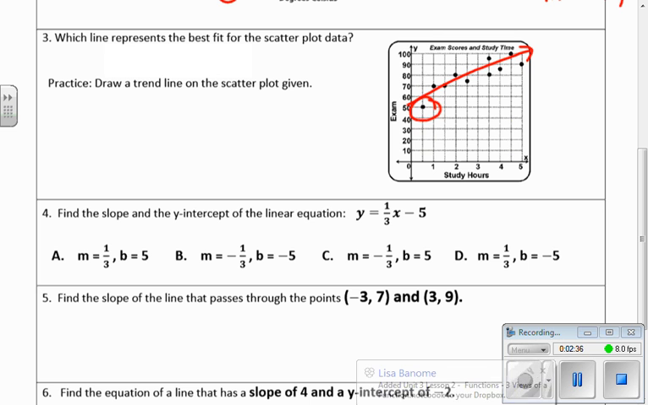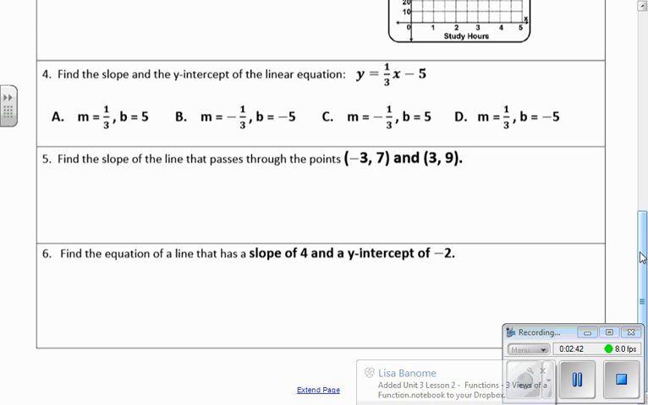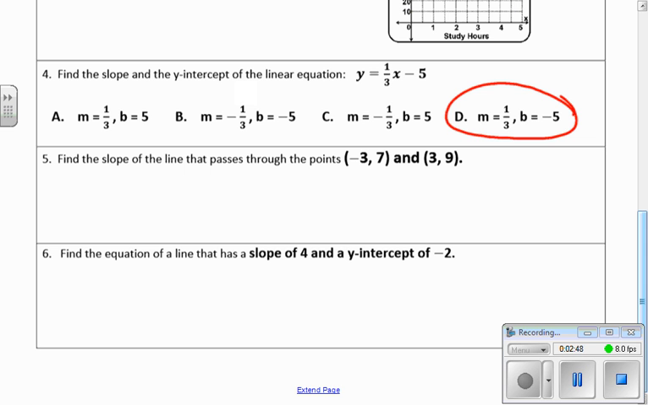Don't force it to. Just draw a straight line, take your ruler, line it up, draw a straight line through the middle of the points, and you're fine. Number 4, you know the slope is the number in front of the x, and the y-intercept is the number that's by itself. Just be careful with your signs. Positive 1/3, -5, so it's big.